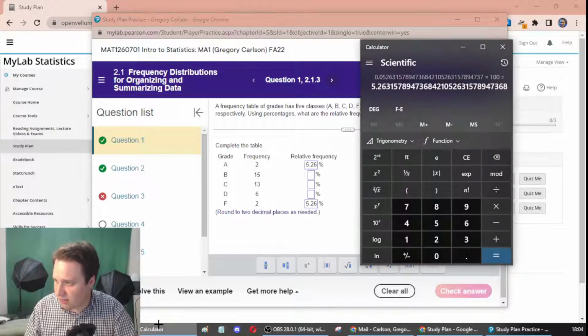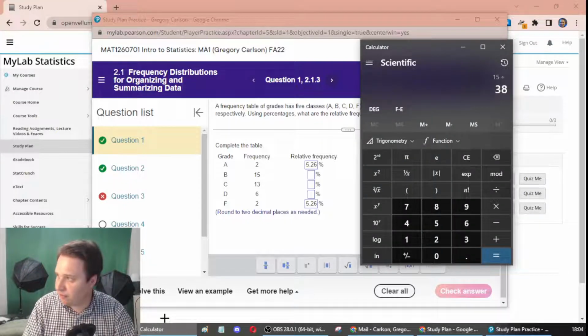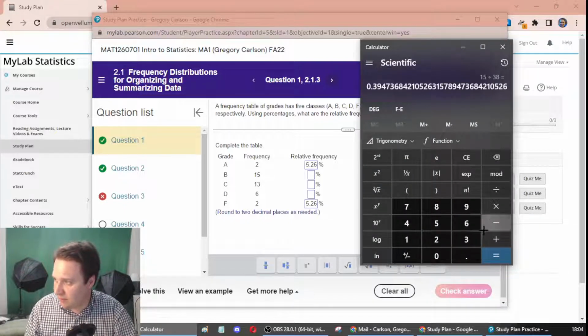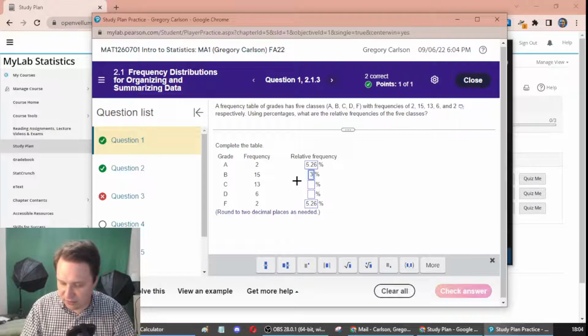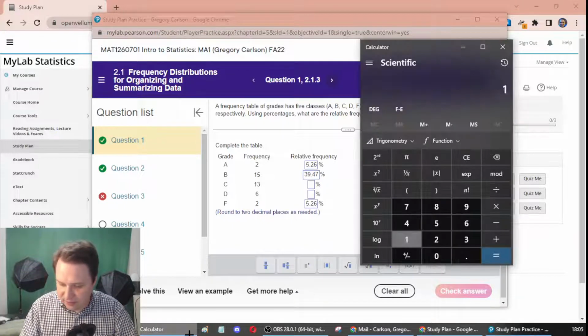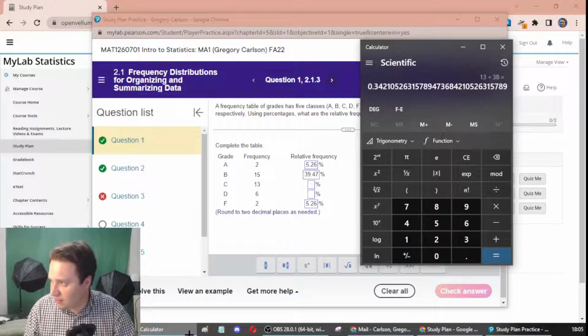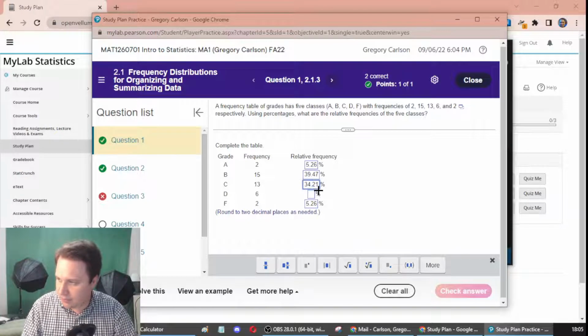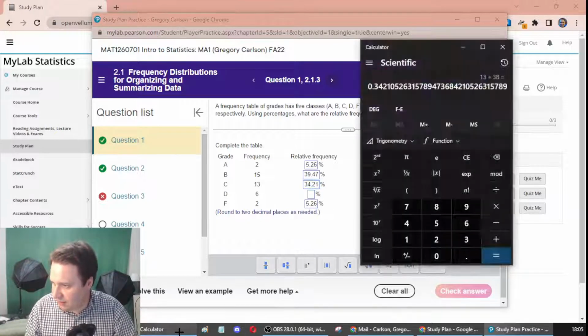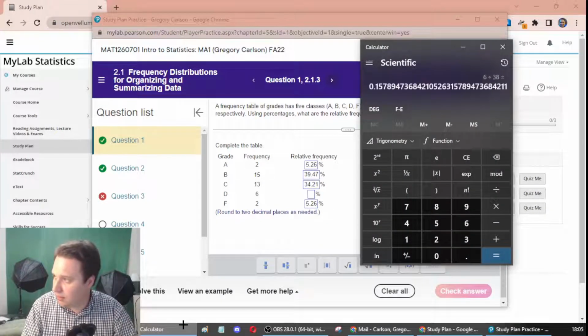Okay, let's do the next one. 15 divided by our total of 38 times 100. Make sure you're careful with your rounding, so that's 39.47%. And we keep going. 13 divided by 38 is 34.21%. How exciting. And then finally, 6 divided by 38 is 15.79%. Careful on the rounding here.